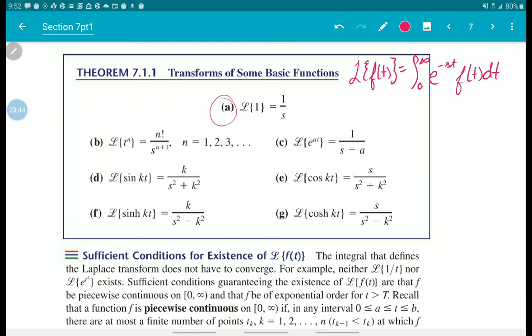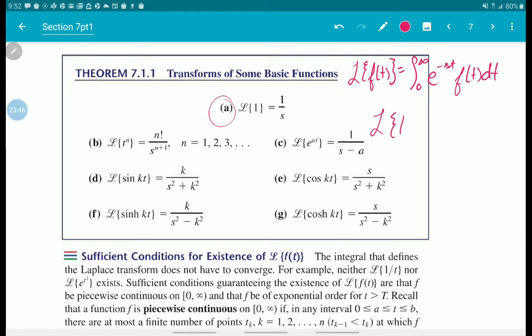We did one here. When we found the Laplace of t, that was t to the first. So we could substitute 1 in for that n, and it would be 1 factorial over s to the 1 plus 1. 1 factorial is 1. So this would be 1 over s squared. And that's the exact same thing we got when we did everything by hand in example 2.